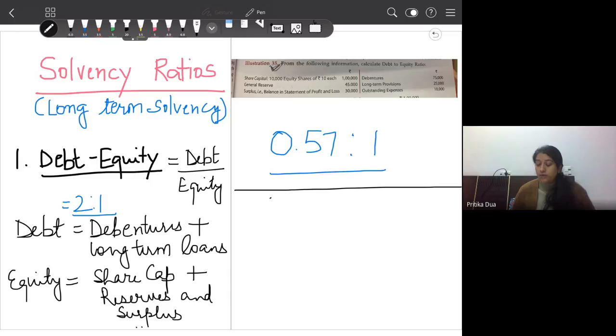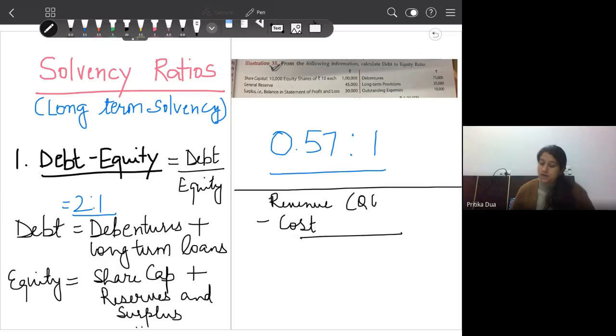Now all of you know by this time that revenue minus cost. Okay, we do this in accounts. Revenue is quantity sold into the selling price per unit minus the cost of production is giving you profit. Now this profit is actually earnings before interest and taxes.